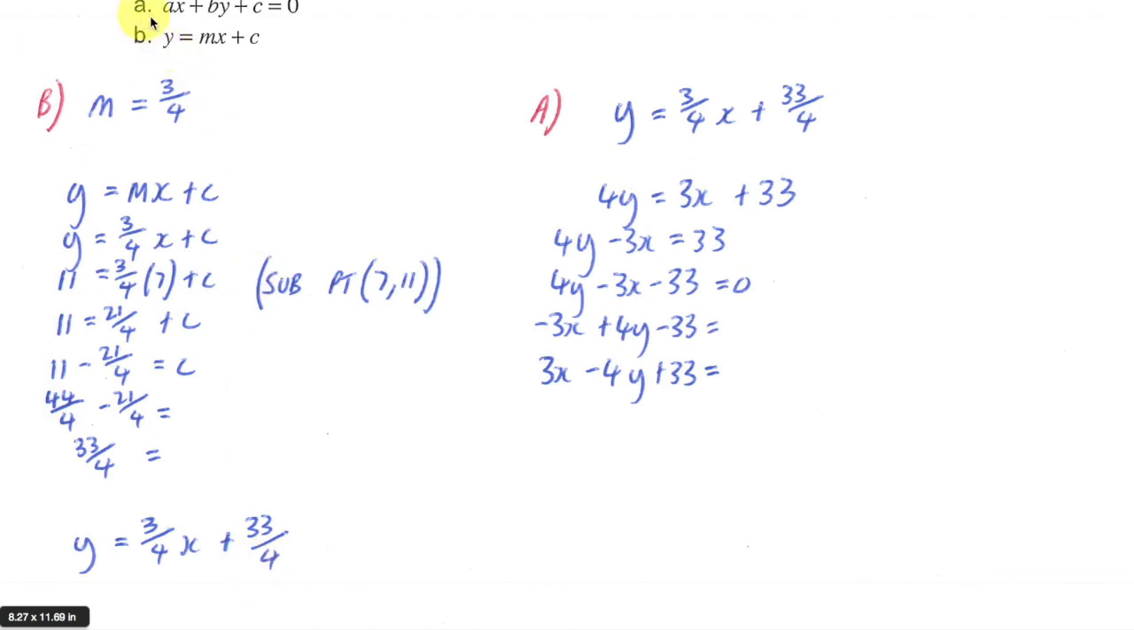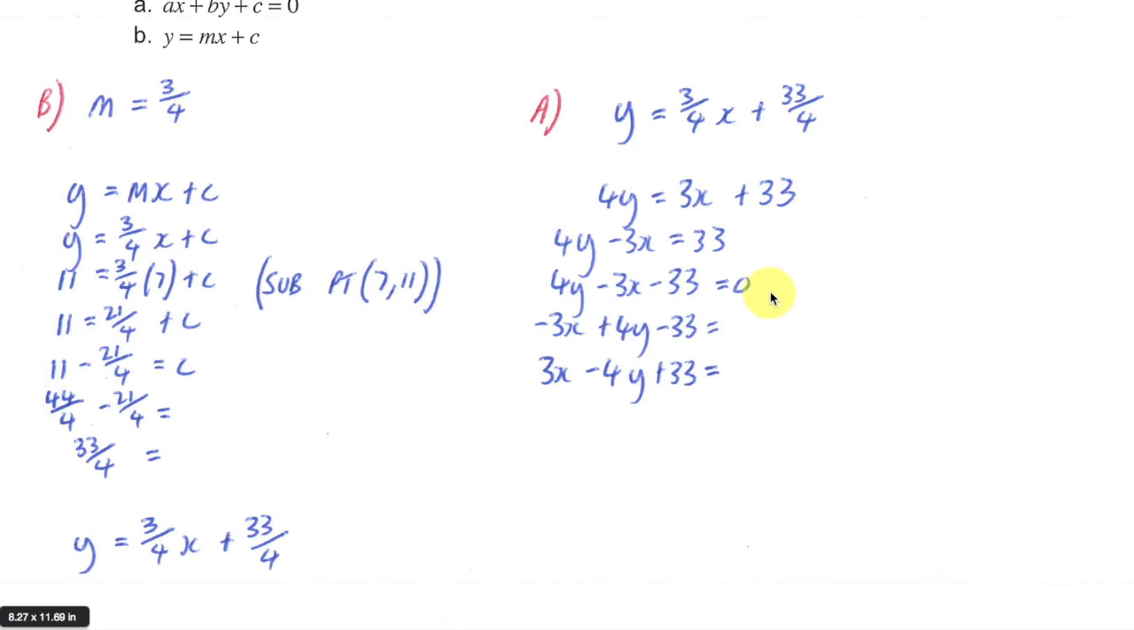For part A, then I'm required to have no fractions and have everything over on the left-hand side. So I'll begin with the format y equals mx plus c. In my next move, I multiply everything by 4, and that gets rid of the fractions. I now subtract 3x from both sides. Then I subtract 33 from both sides.